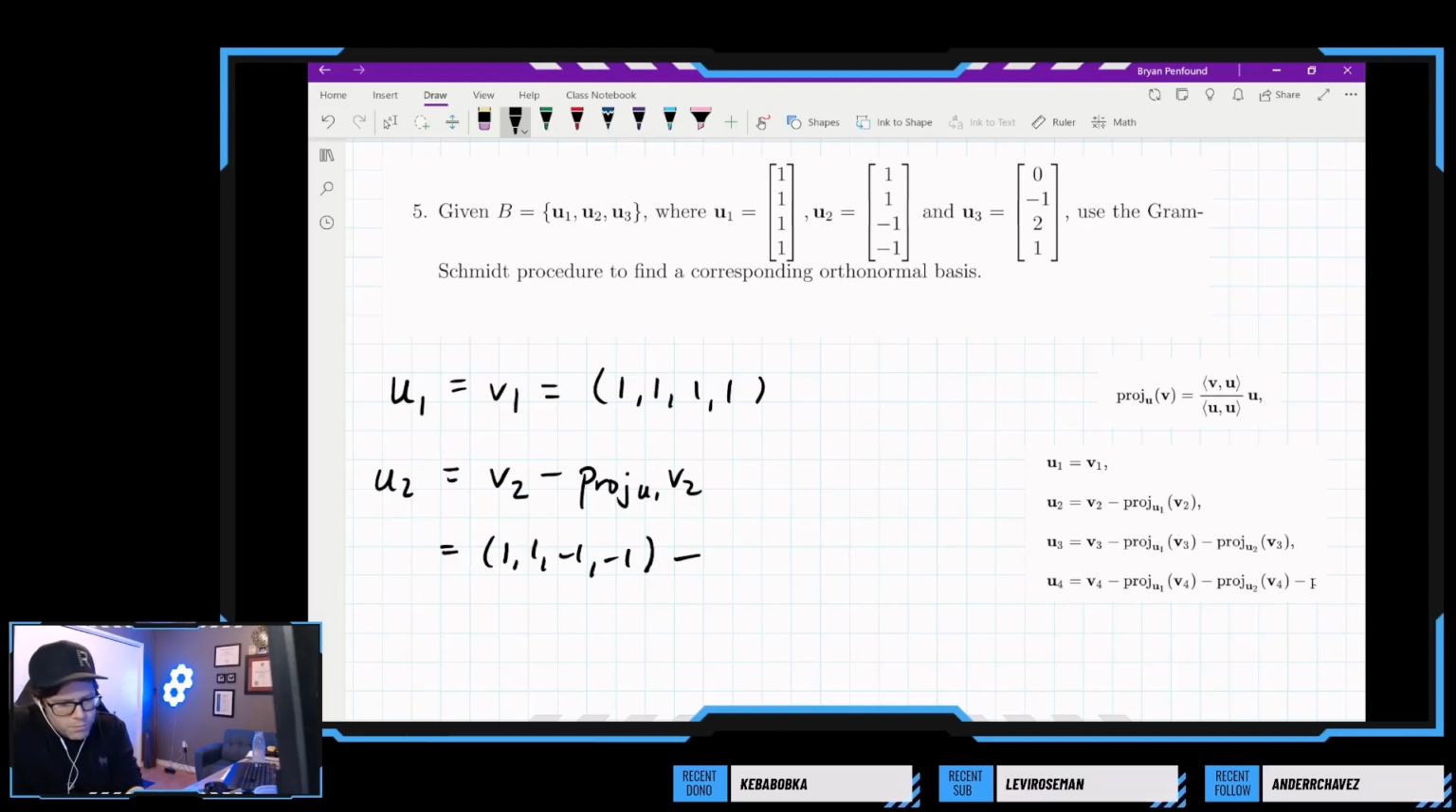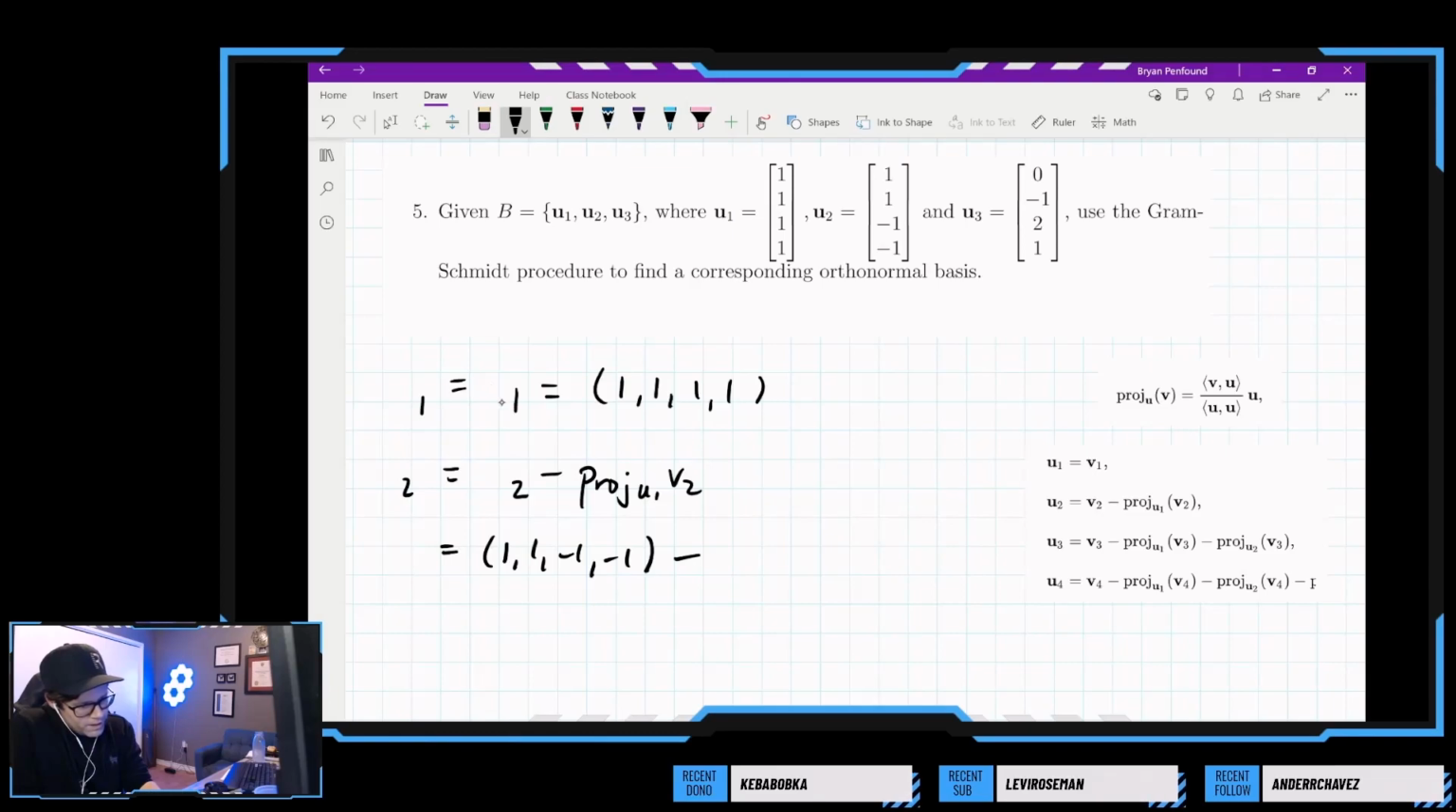So we need the dot product of V and U, so V2 and U1. So I'm going to highlight that. So we need the dot product. That's not what I wanted to do. We need the dot product of this. Is that? No, that doesn't sound right. Oh, I see why. Let's change the order of things.